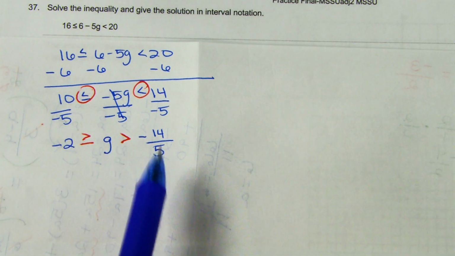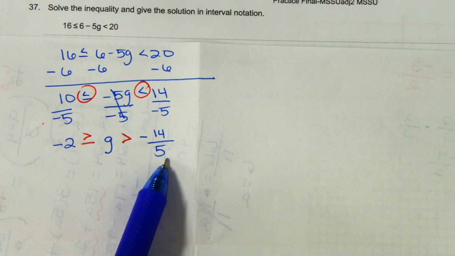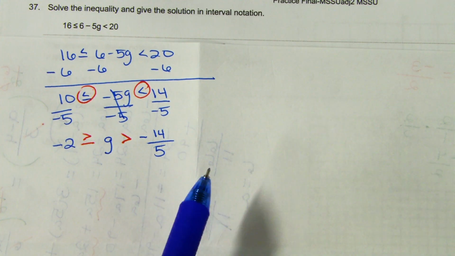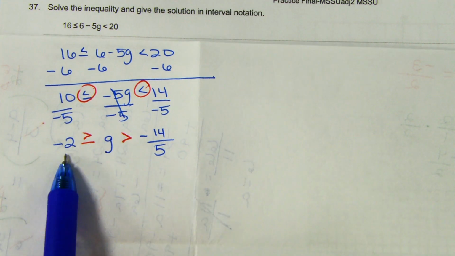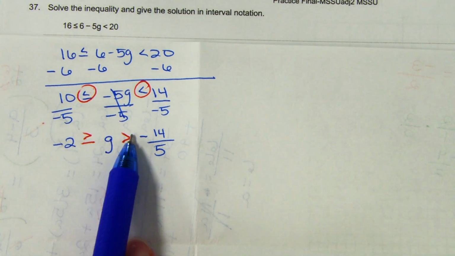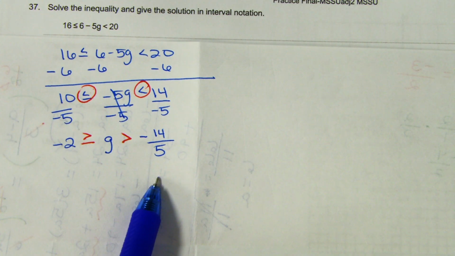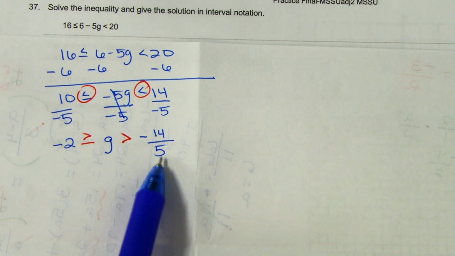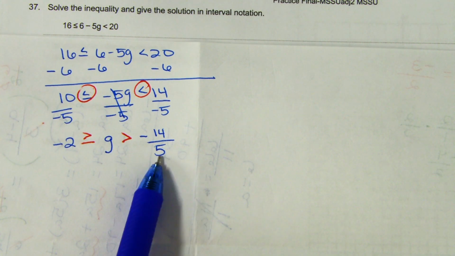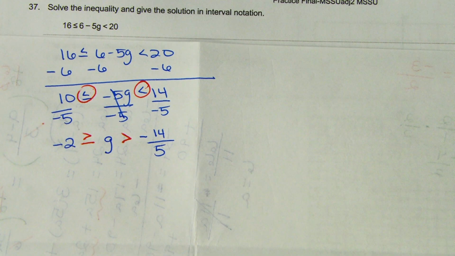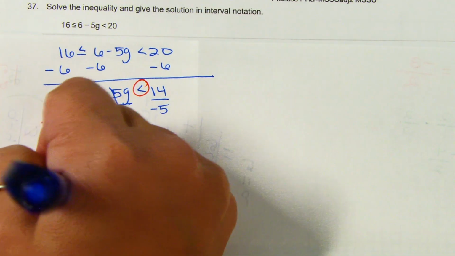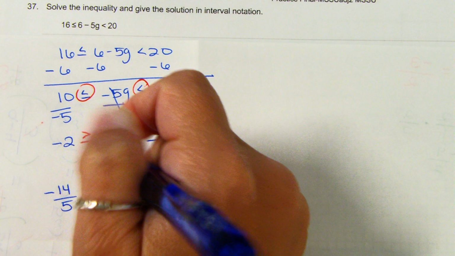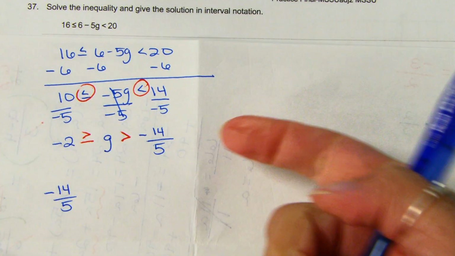What I recommend doing is, since all of this is backwards from the way we usually like it, I'd write it the other way. We have -14/5. Like, I'm writing it like I'm reading it from right to left. -14/5 is less than g, which is less than or equal to -2. Why do I do that? Because now it reads in the right way that we want it to, where the lower limit's on the left and the upper limit is on the right. Now it says -14/5 is less than g, which is less than or equal to -2.